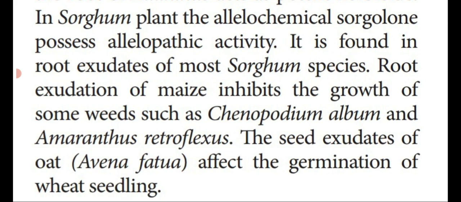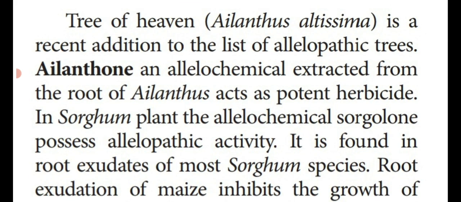The oat plant also has an allelochemical, Avena fatua. The seed of the oat exudes the allelochemical which affects the germination of wheat seedlings. So those are all the different examples of allelochemicals. Dear students, they will ask a 3-mark question: write short notes on different allelochemicals with examples.